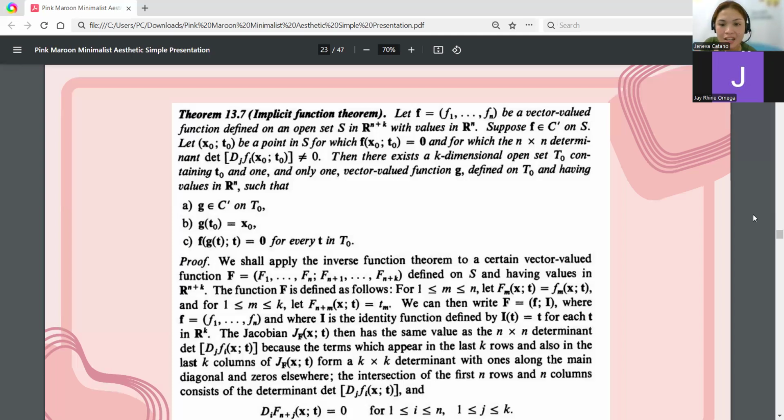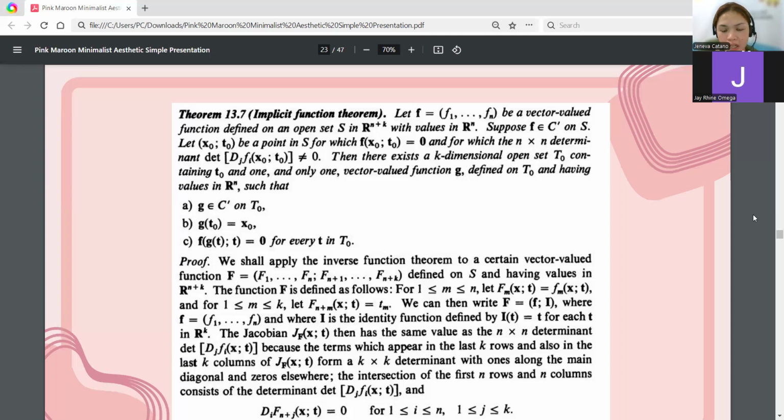Then there exists a k-dimensional open set T sub 0 containing t sub 0, and one and only one vector-valued function g defined on T sub 0 and having values in R to the power of n, such that: A, g belongs to C^1 on T sub 0; B, g of t sub 0 equals x sub 0; and C, f of (g of t, t) equals 0 for every t in T sub 0. Okay, let's prove it.